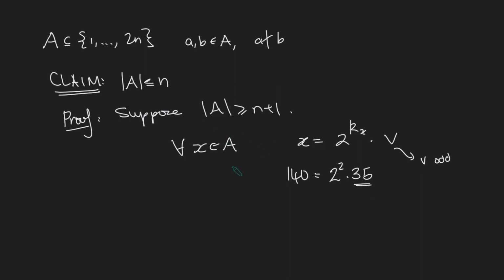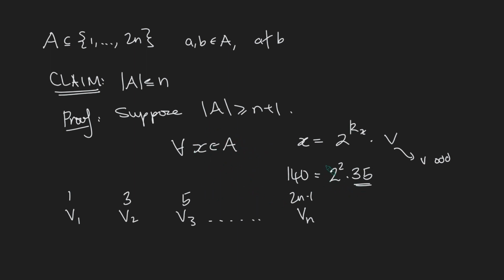Then we're going to write down some boxes: V1, V2, V3, and so on. V1 is going to be the first odd integer, so that's 1. V2 is the second odd integer, which is 3. V3, the third odd integer, 5, and so on, all the way up to Vn, the nth odd integer, which would be 2n minus 1.